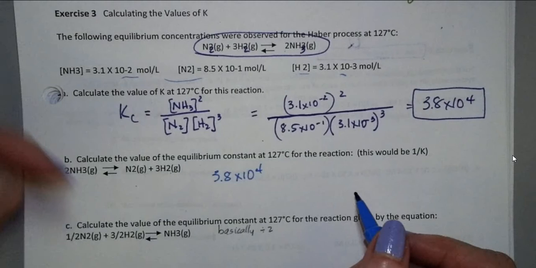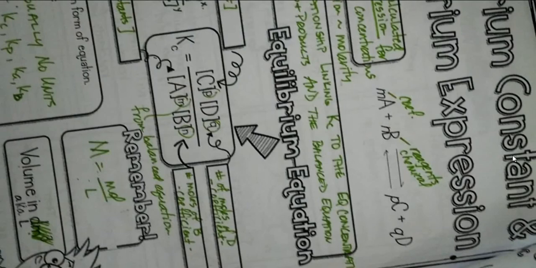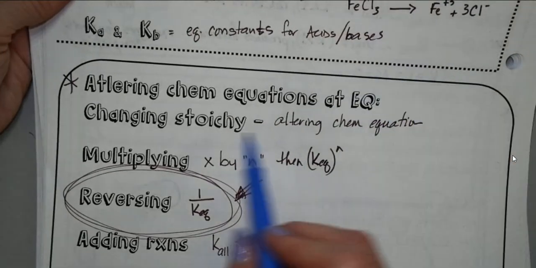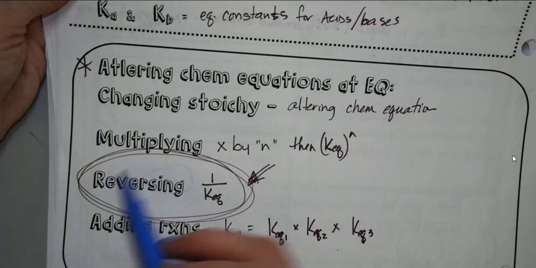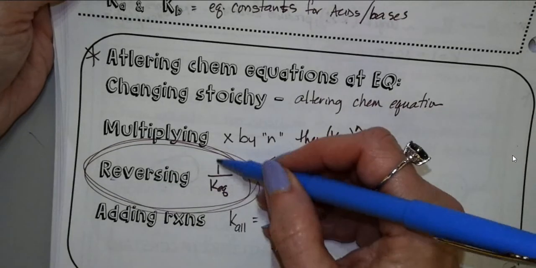If you go way back in your notes, to page 14, what do we do if we alter the chemical equation? If we change the stoichiometry, it alters the chemical equation. If we reverse the equation, we've got K already, it's 1 over K. So if you do the reverse equation, then it's 1 over K. That's page 14, you might want to mark that somehow.